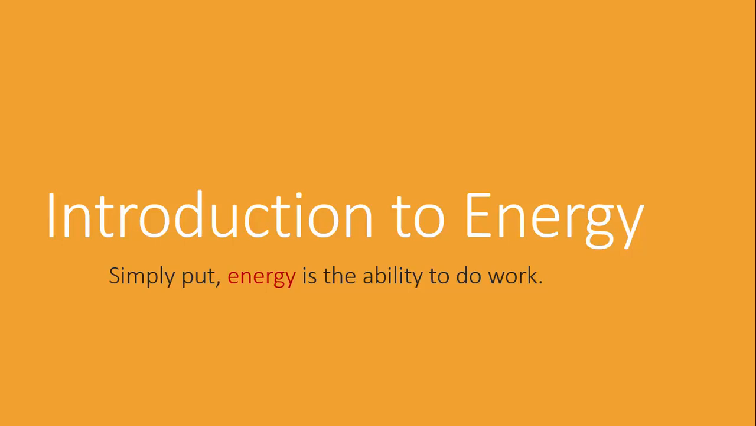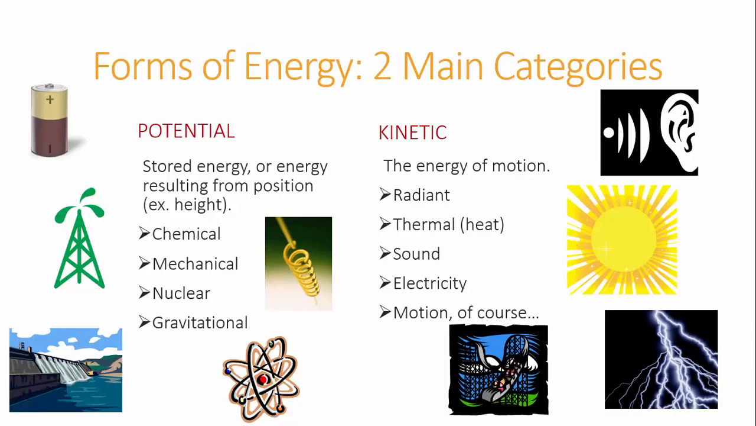If you remember your energy lessons from grade school and high school, then you could probably skip this lecture. But if you don't, this is just a quick refresher about the types of energy. Simply put, energy is the ability to do work. There are two main types of energy, potential and kinetic.